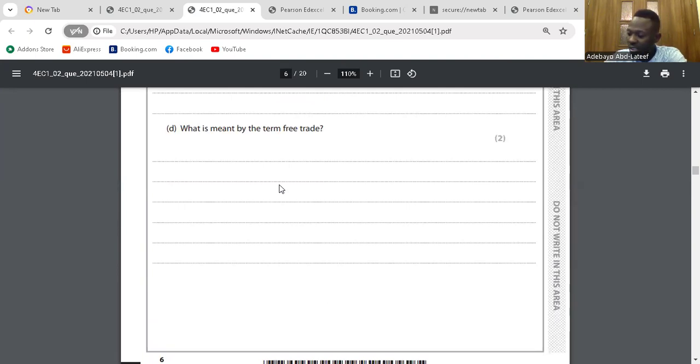So we move on. D. What is meant by free trade? Free trade is the movement of goods and services in and out of a country without restriction. Is it clear? Yeah. We go to E.